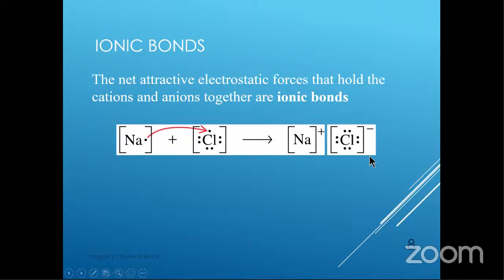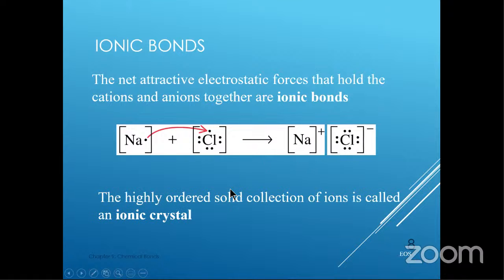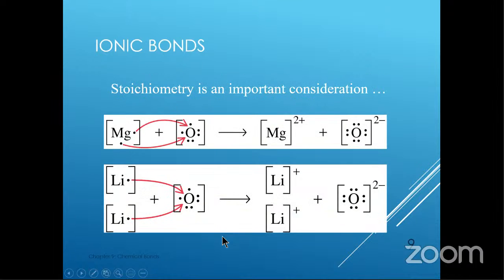So this is showing you again what happens. The sodium loses an electron to the chlorine, and the result is the formation of the ion pair sodium chloride, and the force of attraction that exists between the sodium ion and the chloride ion is called the ionic bond. Then if you look at the gross structure of sodium chloride, like in the case of any ionic compound, you'll find a highly ordered arrangement of the ions, and that is called an ionic crystal, all right?